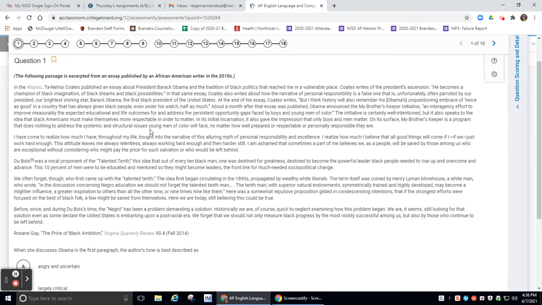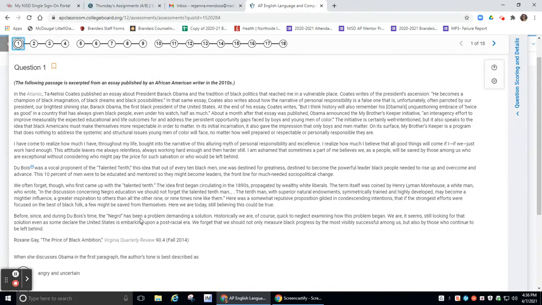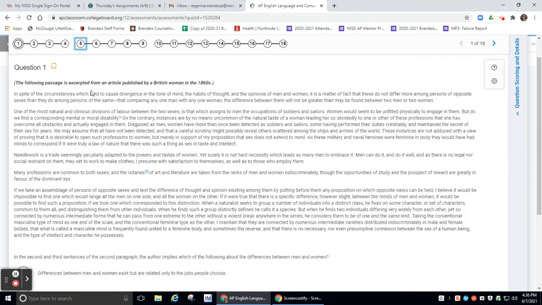This next passage was written in the 1860s. It's an article published by a British woman, and so obviously this is going to be your more challenging text. So the first is an easier text, which means the questions are going to be a little bit more challenging, and you'll need to make sure you look at multiple angles. This one is a challenging text, and so you're probably going to have easier questions in the sense of concepts, but obviously it's going to be something that you're going to need to take some time with.